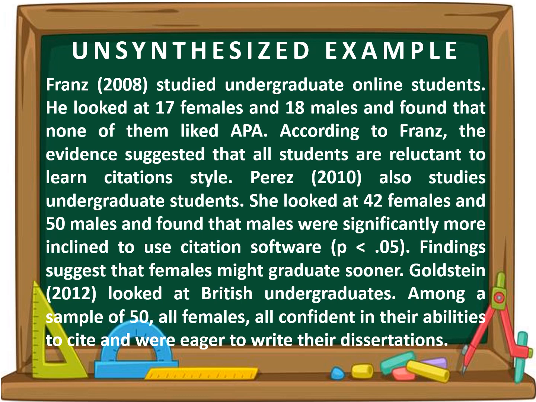Paris in 2010 also studied undergraduate students. She looked at 42 females and 50 males and found that males were significantly more inclined to use citation software. Findings suggest that females might graduate sooner. In the study of Golden in 2012, looking at British undergraduates among a sample of 50, all females, all were confident in their abilities to cite and were eager to write their dissertations.